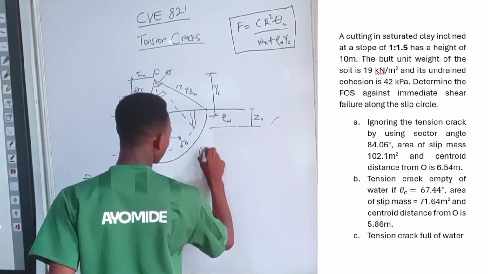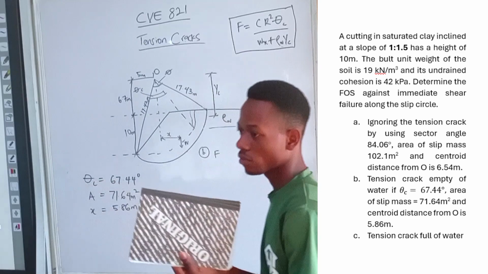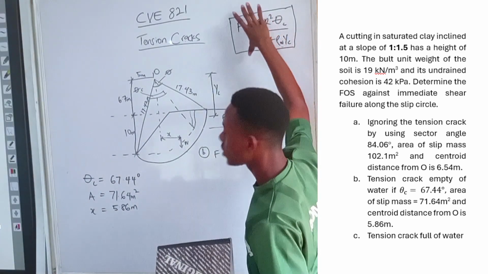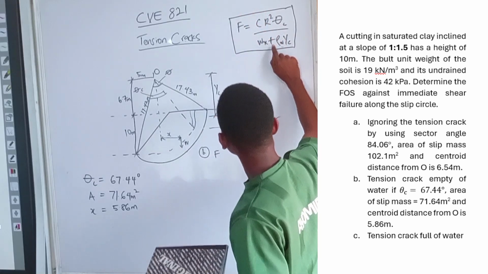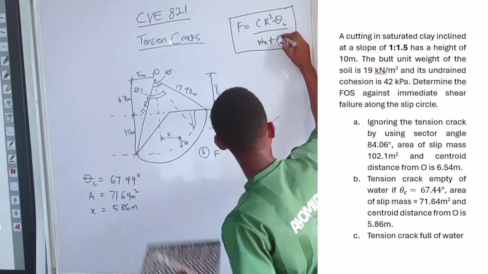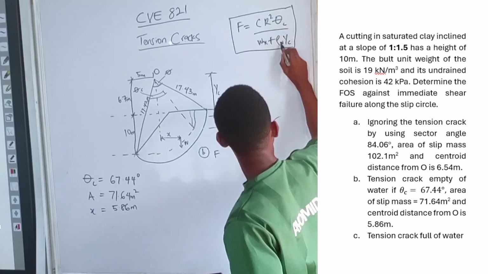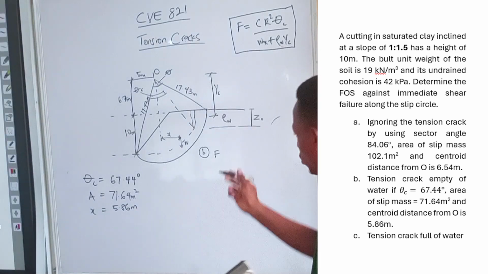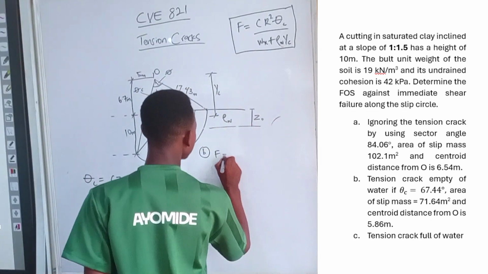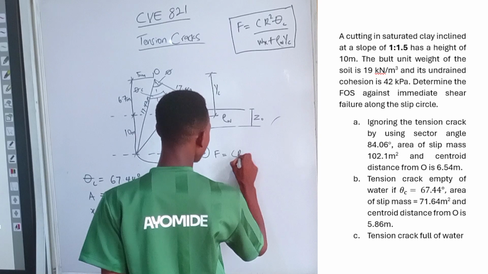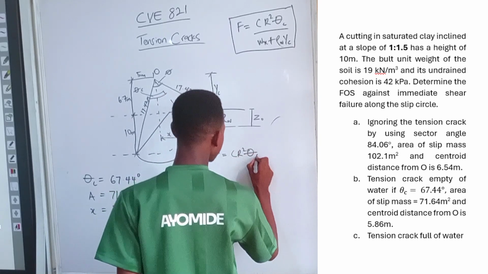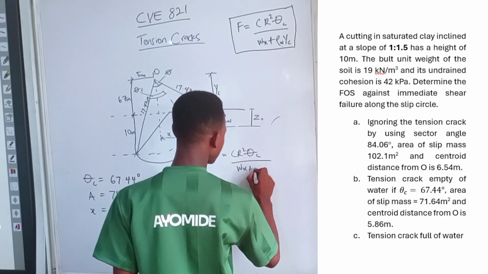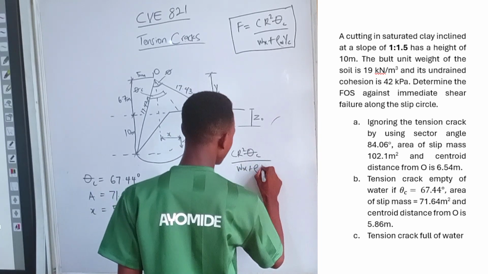First, suppose there's water in the crack. It's still going to be the same formula. For this particular one, there's no water inside the crack, so this one is going to become 0, and it will change back to our initial formula. Equal to CR squared theta C divided by WX plus EWYC.